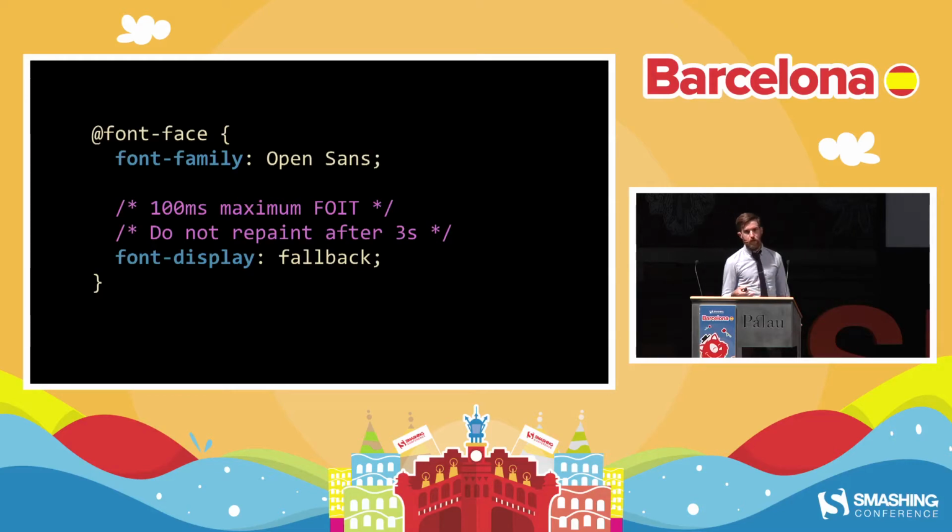But the other interesting behavior in the specification that I think is really cool is font-display fallback. That means there's 100 milliseconds maximum invisible text, which tries to play to whether or not the font is already available to you in cache. But if the web font comes back after 3 seconds, there's a 3-second max, it will just throw it away. It will ignore it. It won't repaint with the new web font.